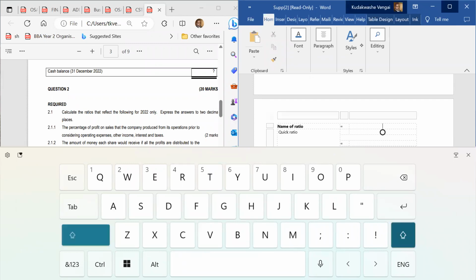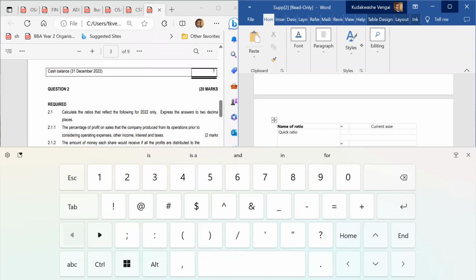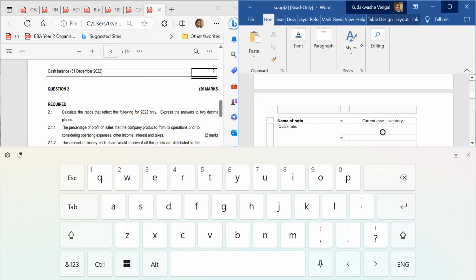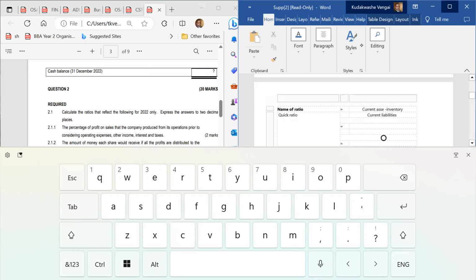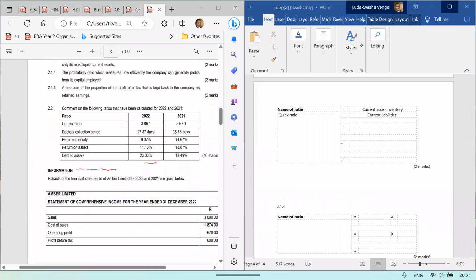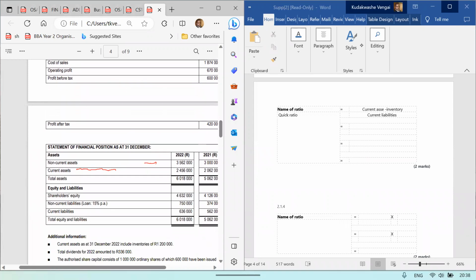And then you put the formula. It's current assets minus inventory, divided by the current liabilities. And then you look for the figures within the question paper. So for example here, where are your current assets? You've got your current assets figure there.